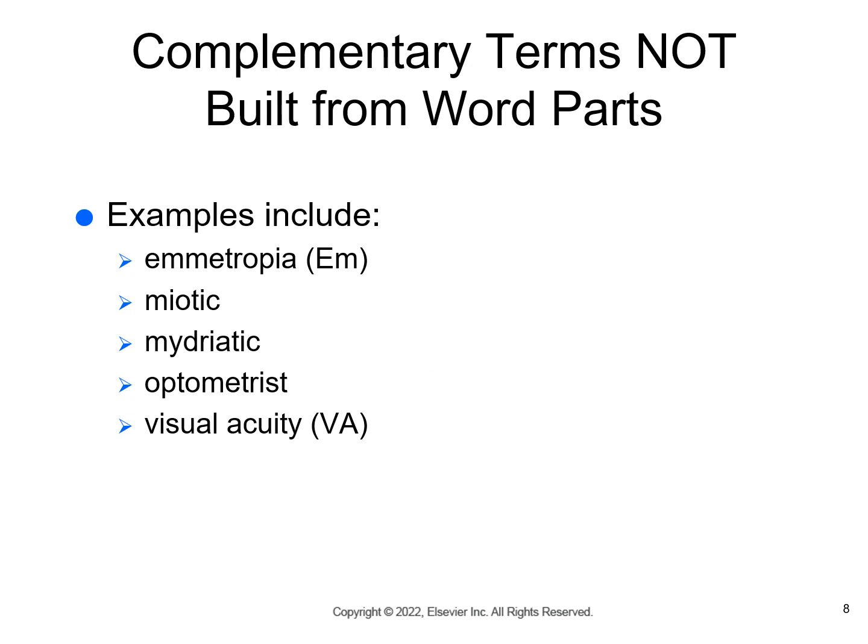Examples of complementary terms that are not built from word parts are emmetropia. This is a normal refractive condition of the eye. Miotic is an agent that constricts the pupil. In this case, it's a medication like an eye drop. Mydriatic is an agent that dilates the pupil. And this again is a medication and typically an eye drop in this case.